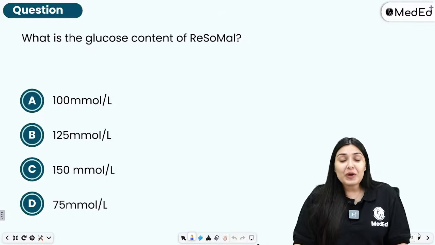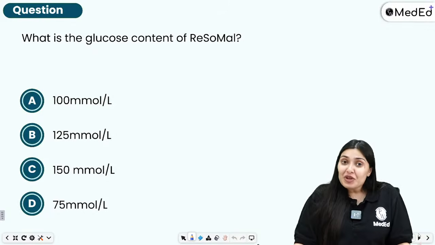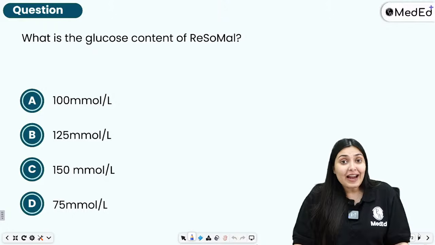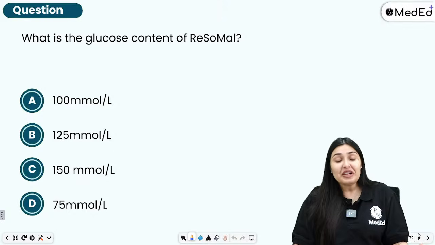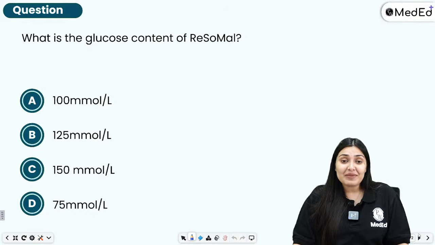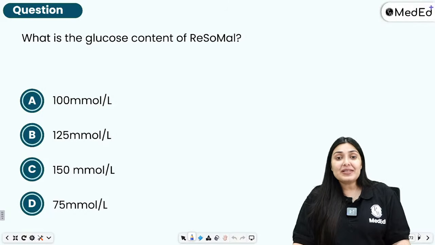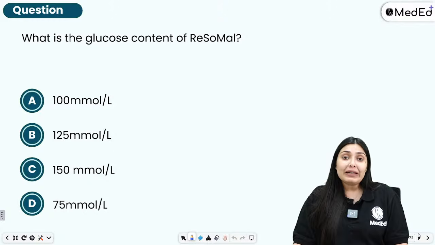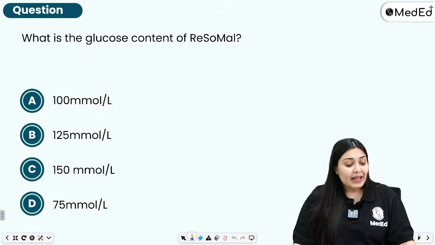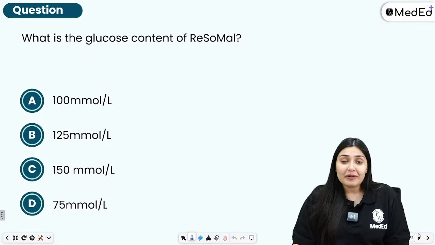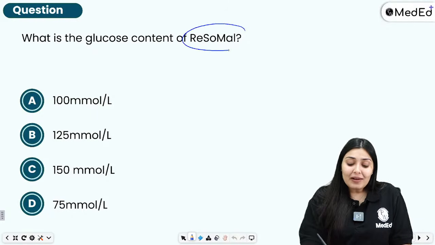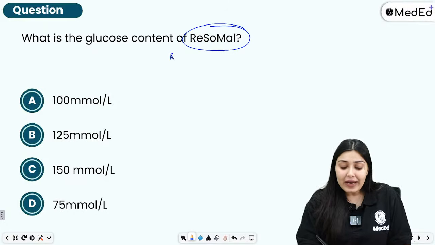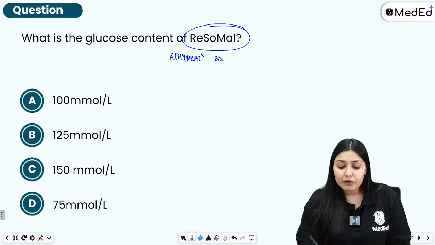Now let's move to the next question. We were just talking about dehydration in SAM babies, and now we have the rehydration solution for the SAM babies. So they are asking what is the glucose content of Risomol. The options we have are 100 millimole per liter, 125 millimole per liter, 150 millimole per liter, and 75 millimole per liter. So what is Risomol? Risomol stands for rehydration solution for the malnourished.